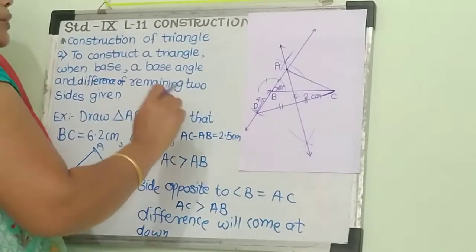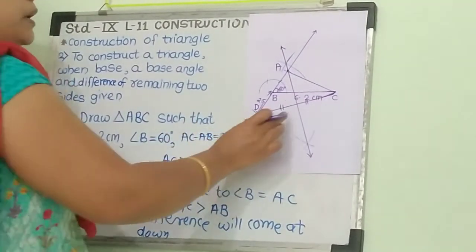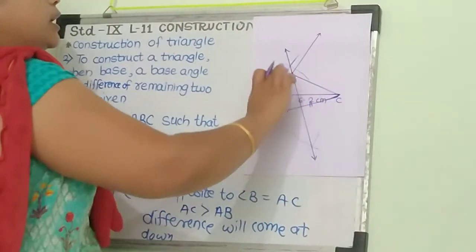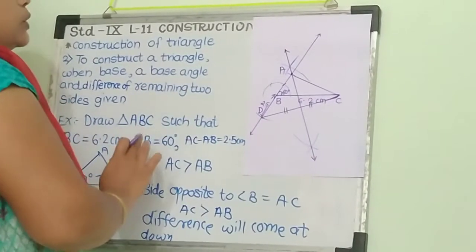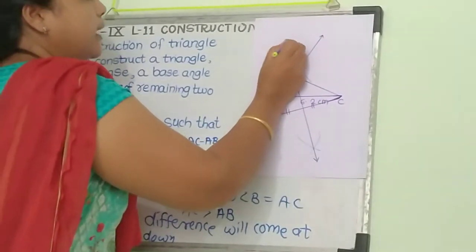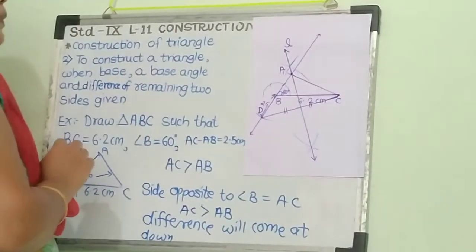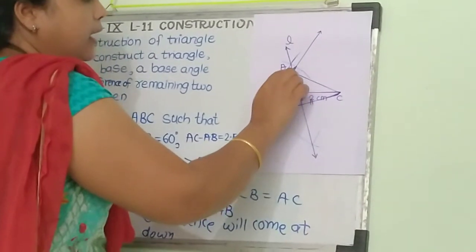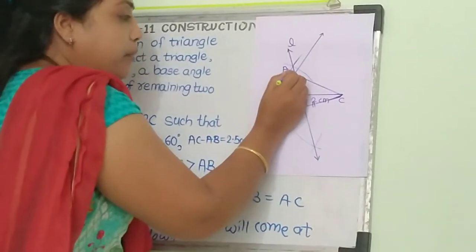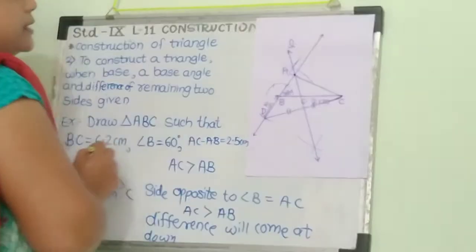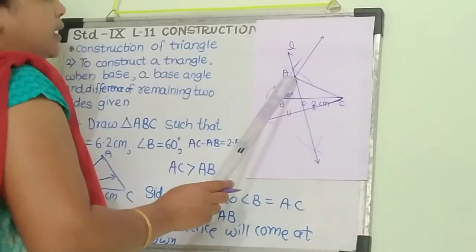After that we draw the perpendicular bisector of DC. For the perpendicular bisector we take more than half the distance in the compass and mark the arcs up and down. So this line, line L, is the perpendicular bisector of DC. Now check where this line intersects the 60 degree ray. That point of intersection is the remaining point of the triangle, that is A.